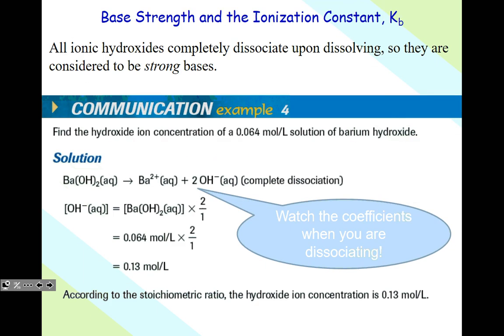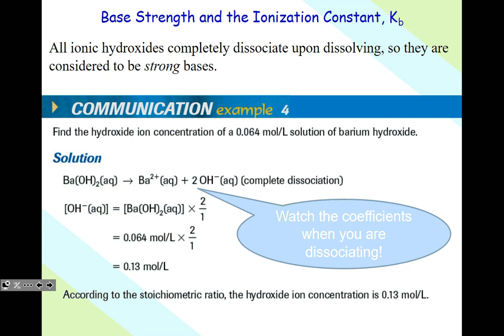All right. Base strength and ionization constant, Kb. Before we were talking about Ka, now we're talking about Kb, which is going to look exactly the same, except we're using that expression when we're dealing with bases. All ionic hydroxides completely dissociate upon dissolving, so they are considered to be strong bases. If a chemical formula has the hydroxide ion in it, like sodium hydroxide, barium hydroxide, they're considered to be strong bases, and they're going to dissociate completely.